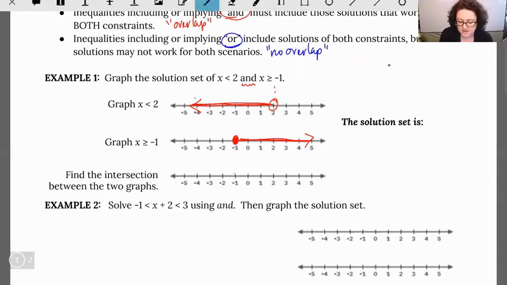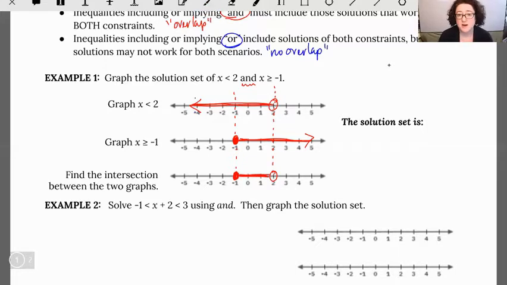And so I have this 2 point, and I have this -1 point. And all I care about is the stuff that's in between that is actually shaded in on both graphs. So we had the closed circle on -1. We had the open circle at 2. And we're looking at the pieces that are all in between.